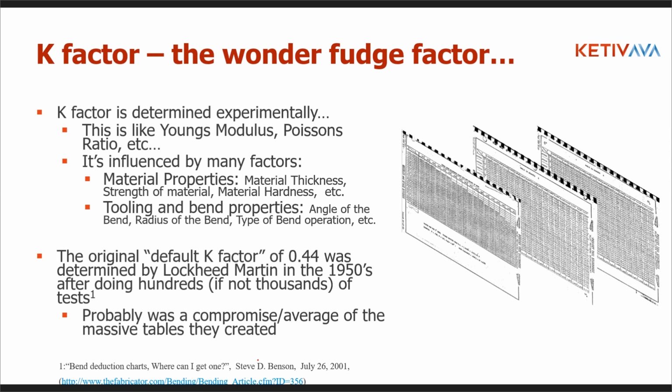It's like Poisson's ratio. All of those things, we usually have textbooks saying these are the values, but those values were figured out experimentally. Someone bent a whole bunch of sheet metal parts to come up with a K factor. So it depends. K factors depend on the material properties. So what's your thickness, what's your strength of materials, what's your hardness, and they can also depend on what your tooling and bend properties are.